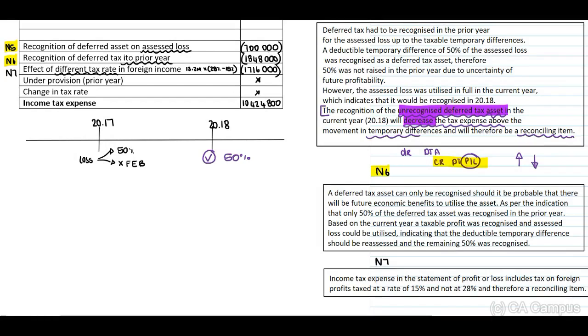Note number 7, the effect of the different tax rates. Now, I have explained this to you. Let's just quickly read through the sentence. Income tax expense in the statement of profit or loss includes tax on foreign profits taxed at a rate of 15% and not at 28%. And therefore, this is a reconciling item.